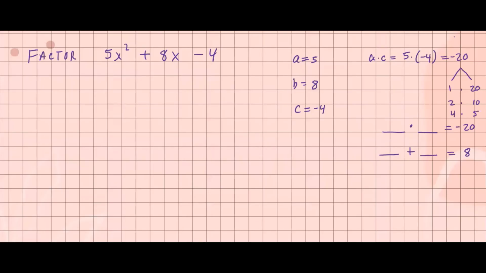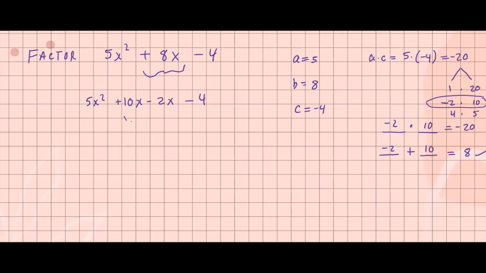Now we're going to pick the pair that gives us a product of negative 20 and a sum of positive 8. It looks like if I pick this pair with a negative sign with 2, I will get negative 2 times 10, which is negative 20. And negative 2 plus 10, that gives me positive 8. So check, that works. That's the pair we're going to select to split up the middle term. We rewrite the first term, 5x squared, and split the middle term into 10x and negative 2x, and then negative 4.